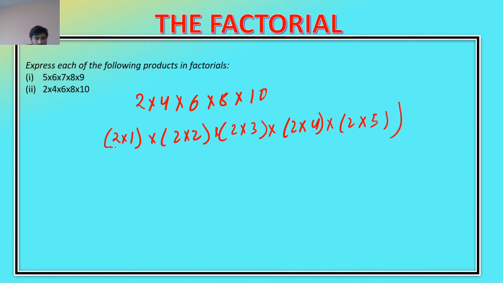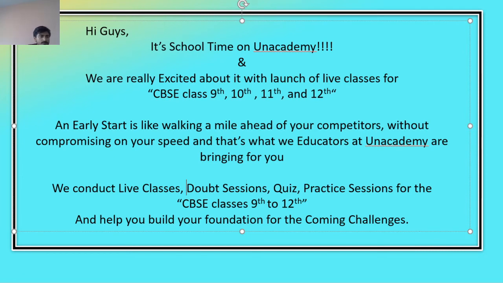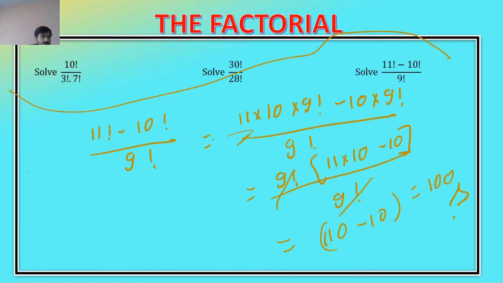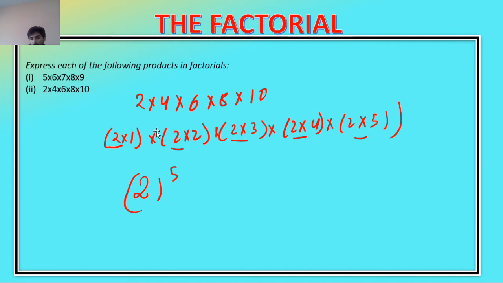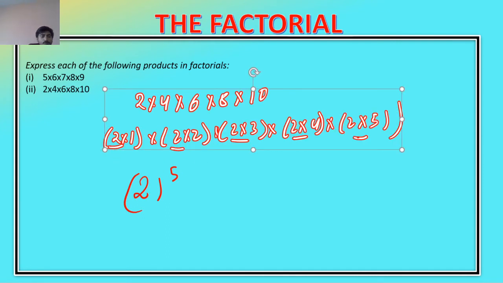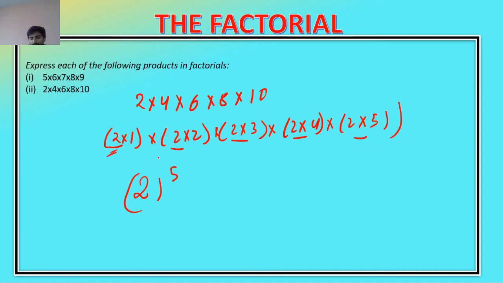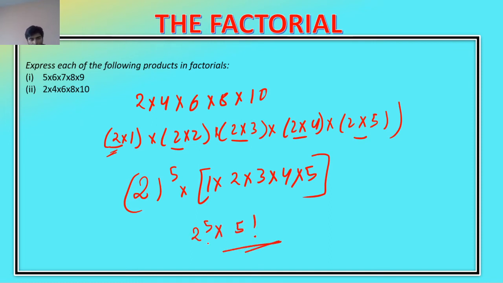Now out of this 2 2 2 2 2, we can write this directly as 2 to power 5. I am writing 2 to power 5 only for the 2s which are completed, whichever we are bringing now. Then into what is left, 1 into 2 into 3 into 4 into 5, right? So this I can write as 2 to power 5 into 5 factorial. Is it fine or not? Fine. Anyone, any question, anything you want to ask?